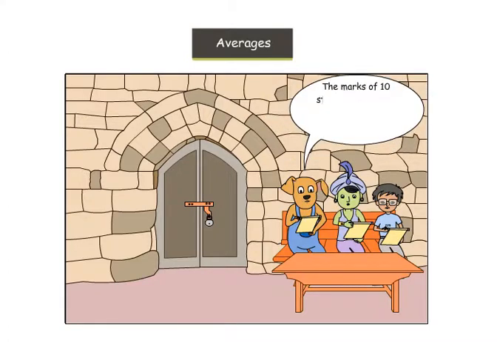The marks of 10 students of a class are 62, 65, 70, 56, 72, 60, 75, 63, 71 and 66. Find the average. Scooby says, "Hey, this is a simple average." Jeannie opens his magical book to know what simple average is.